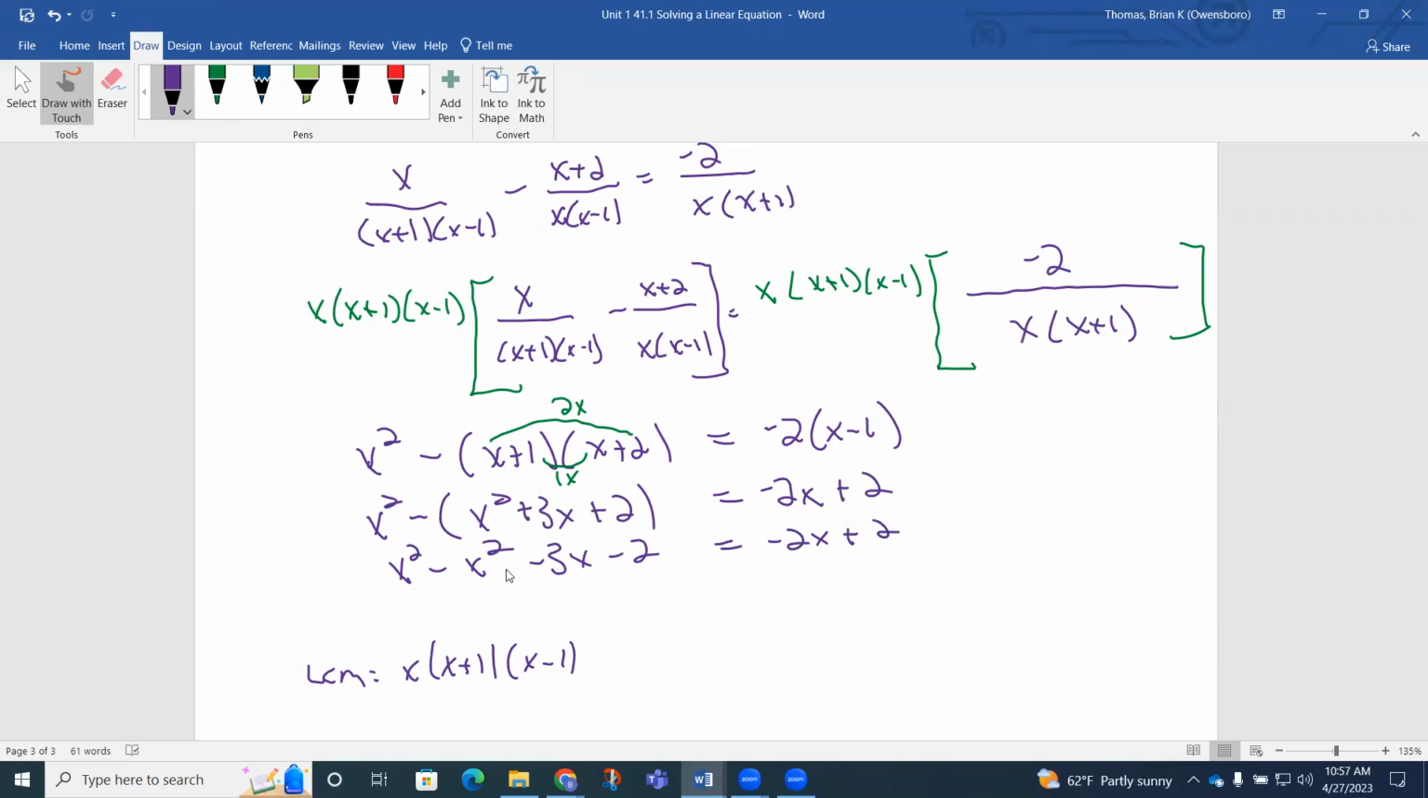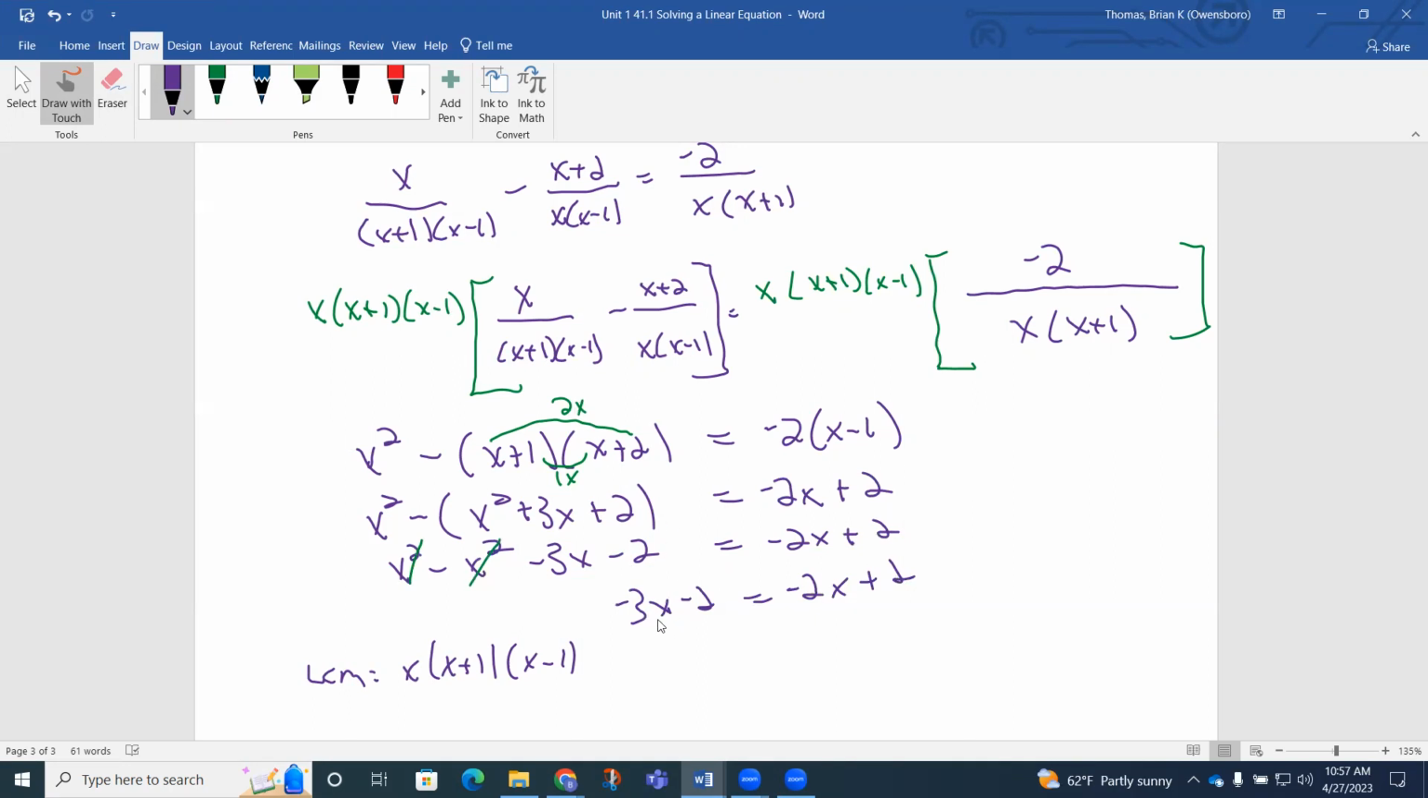Notice this left side still has to be simplified. So notice how the x squared and the negative x squared will zero out. So this is going to leave me a negative 3x. Let's keep the same colors here. So this leaves me negative 3x minus 2 equals negative 2x plus 2. So after doing all that, we can see that this equation is linear.